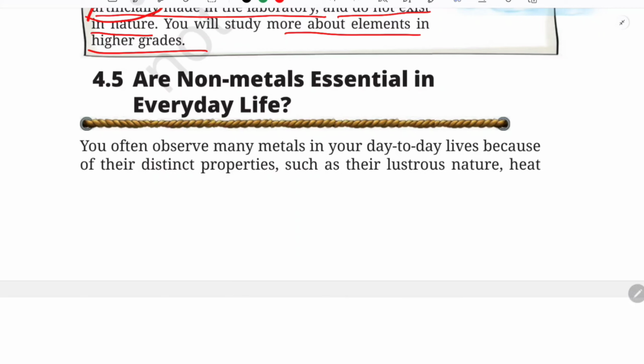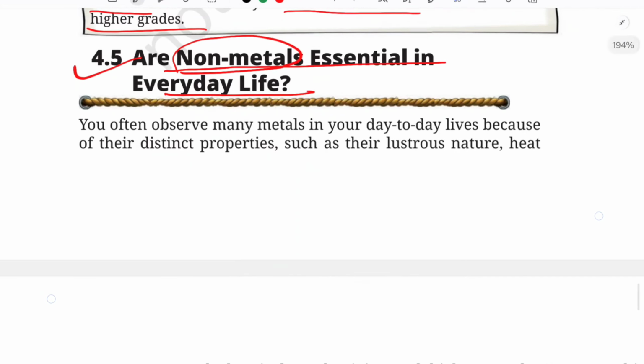So now we have learned about the experiment on metals and non-metals, isn't it? Are non-metals essential in everyday life? We are going to see whether these non-metals are essential in everyday life or not. See, just now what have we learned? We have learned that oxygen is also a non-metal. So yes, obviously they are essential, isn't it?